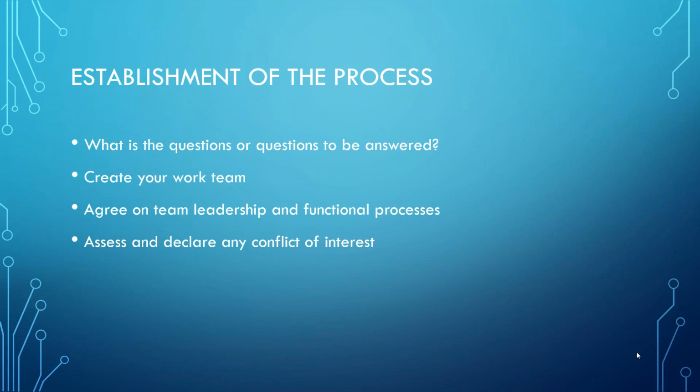Agree on who's going to be the team leader, and the team leader in this instance does not mean the one doing all the work. It means the one that's driving the process, staying on top of the timelines, and making sure the deliverables are there. But everyone in the group should participate. And declaring any conflict of interest is important to address up front in the process. Otherwise, if you miss declaring any conflict of interest, it could hurt the validity of what you end up deciding to do.